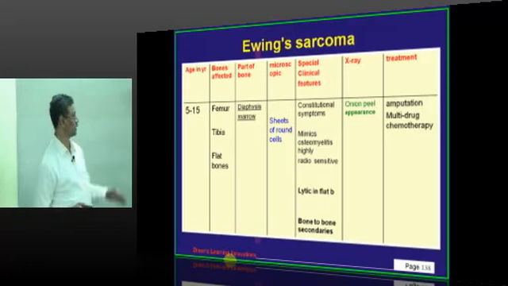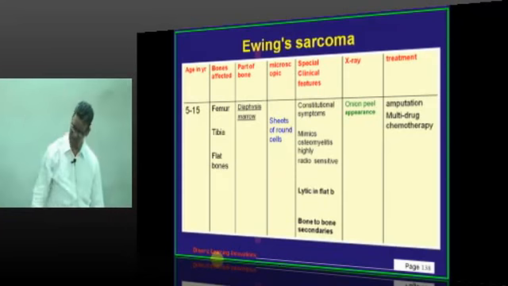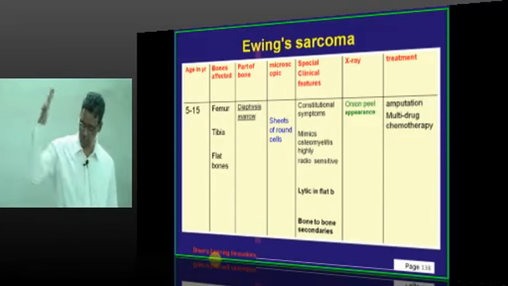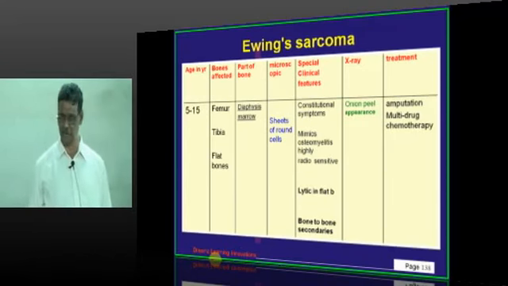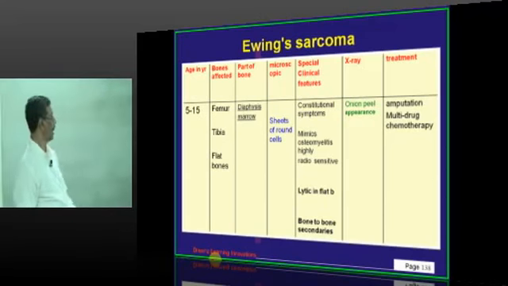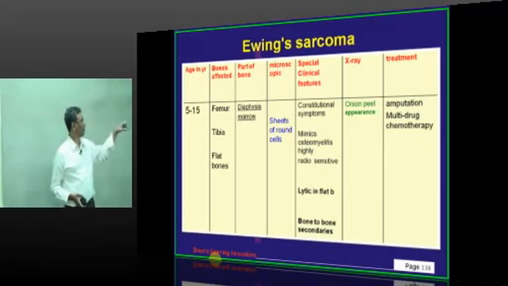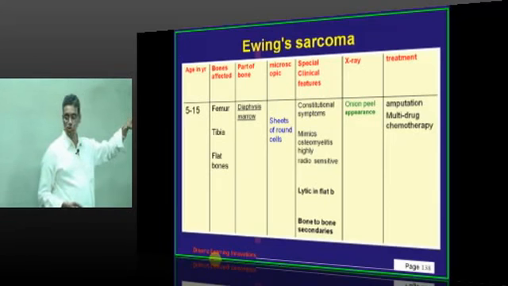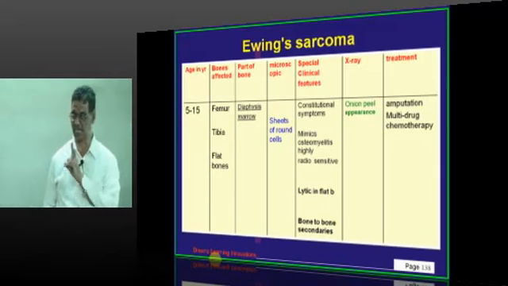Diaphysis and marrow. Sheets of round cells, monotonously arranged sheets. If you see it, it becomes monotonously boring. There is no design, only sheets of round cells, polyhedral cells, and sometimes there may be pseudo-rosette formation, central necrosis followed by the cells. The constitutional symptoms mimic osteomyelitis, and even though it produces new bone on the shaft of the diaphysis, many times it produces lytic areas in the flat bones.